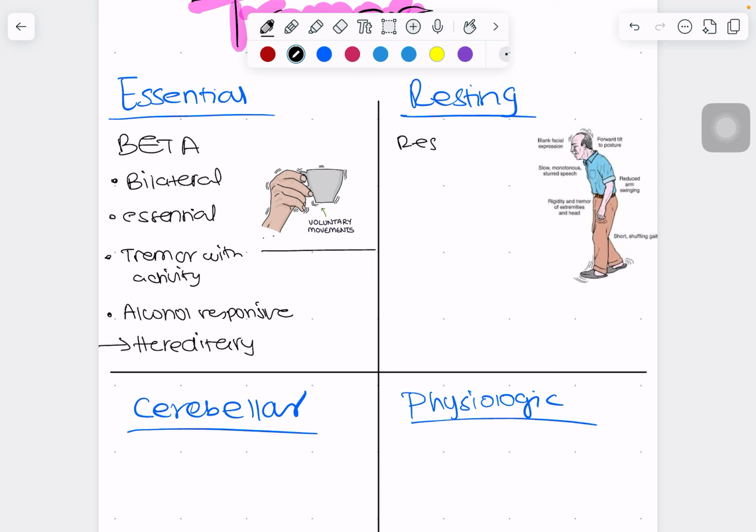Then we have resting tremors. So when you think of rest, think of Parkinson's. In Parkinson's, we have the pill rolling tremor, which is a resting tremor. And this tremor essentially happens at rest, but it disappears with activity. So it disappears with movement. And the question stem will mention that the patient has other symptoms of Parkinson's, like bradykinesia, rigidity, and postural instability.